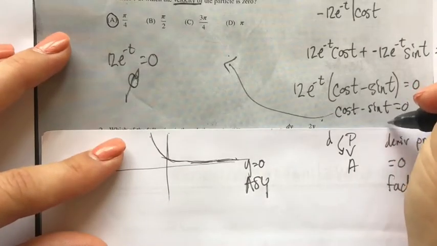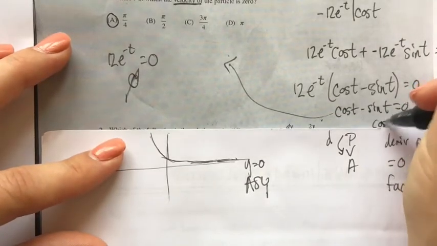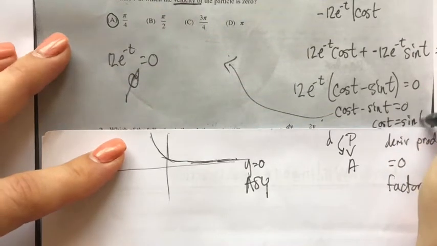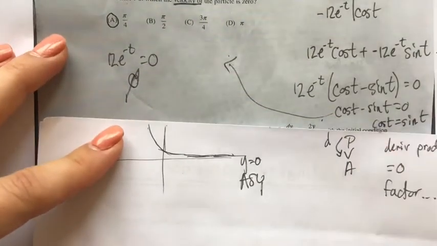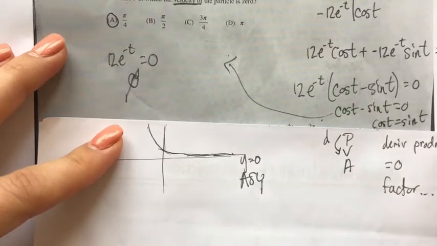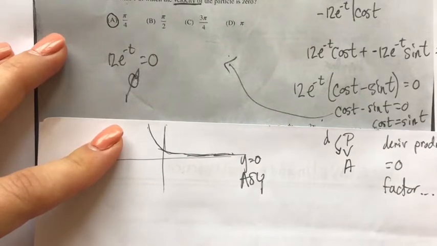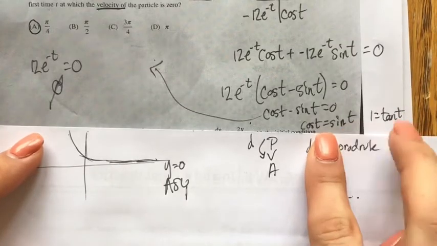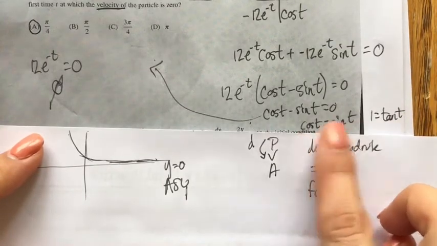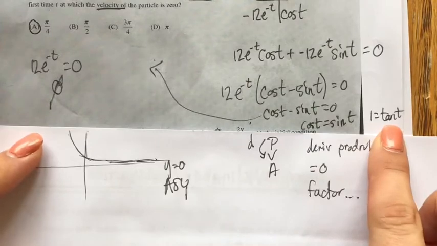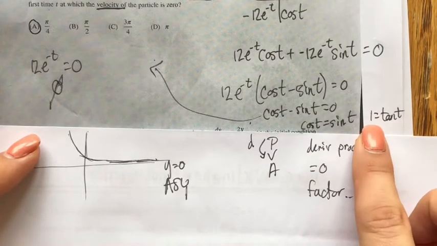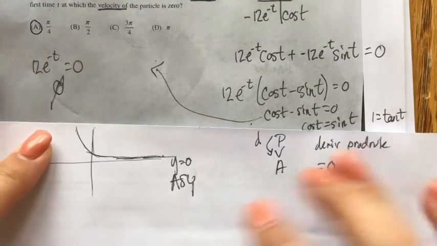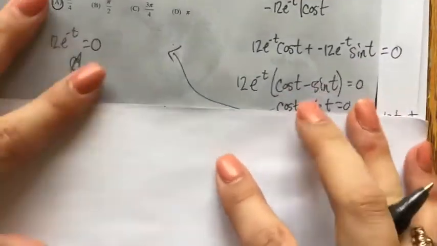So I get cosine t equals sine t. There are a couple different ways to do it. I could divide by cosine on both sides and get 1 equals tangent t, or I could just think about it in my head. Either way, 45 degrees is where sine and cosine are the same. Or you could say tangent of 45 degrees, pi over 4, is 1. Okay, all right, let's move on to 3.